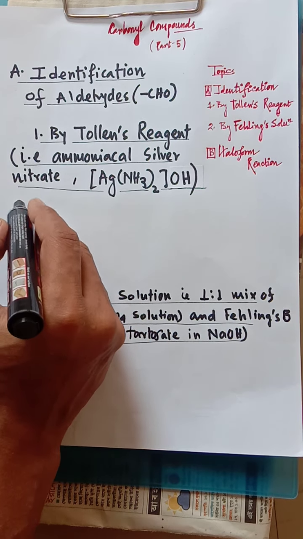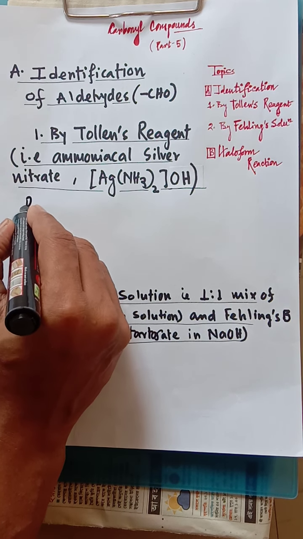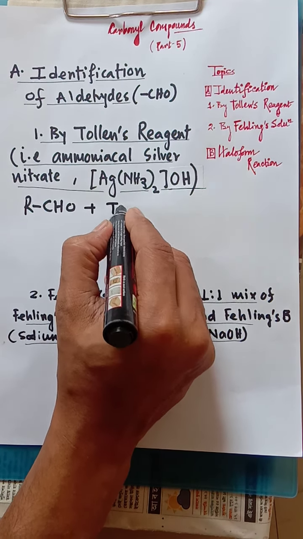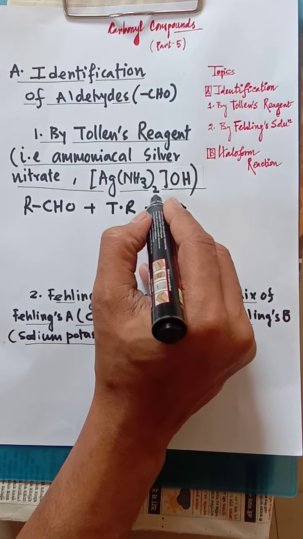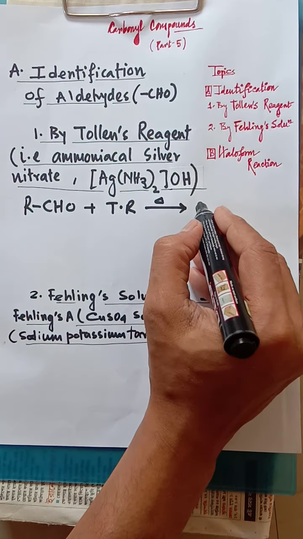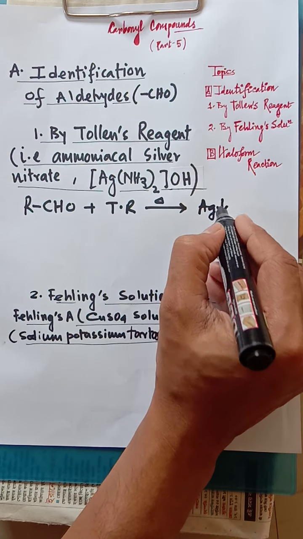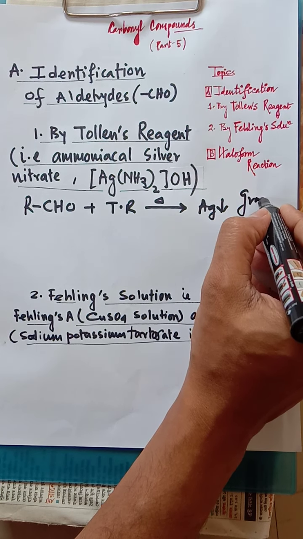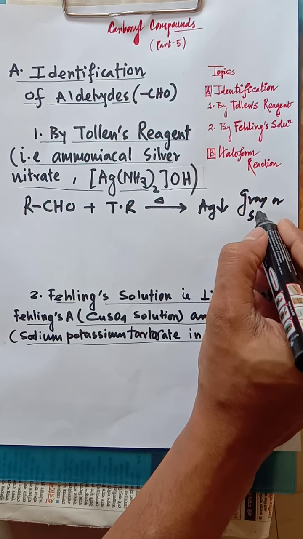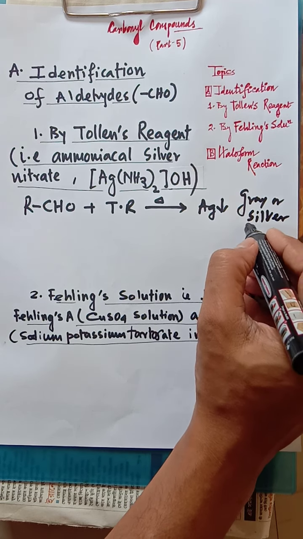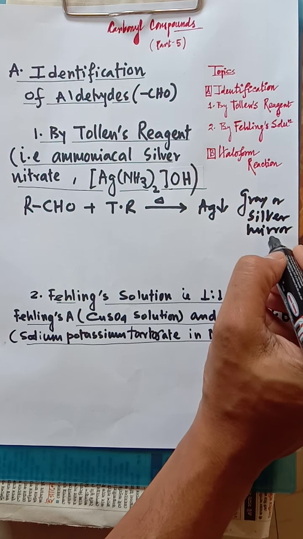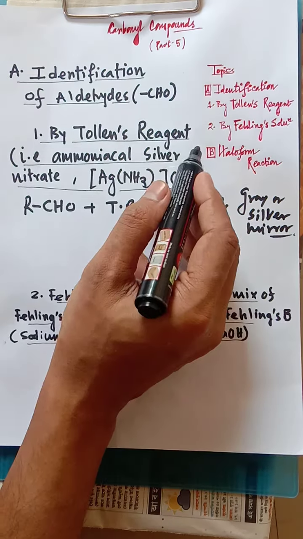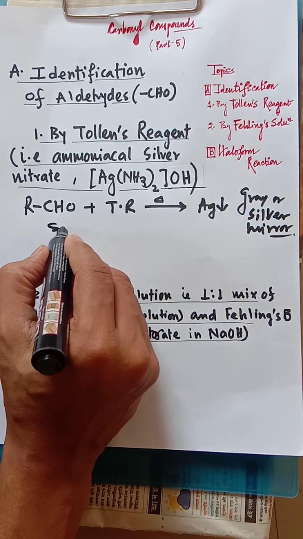Now how can it identify? Whenever RCHO, any aldehyde, reacts with Tollens reagent, that means it will be boiled, heat will be given, and silver is precipitated. It is a grey precipitate, or silver mirror precipitate. A silver mirror effect will be there inside the test tube. So that's why another name of this reaction is the silver mirror test.